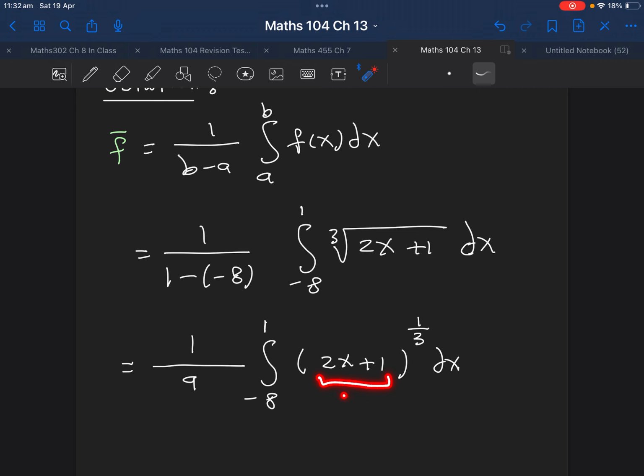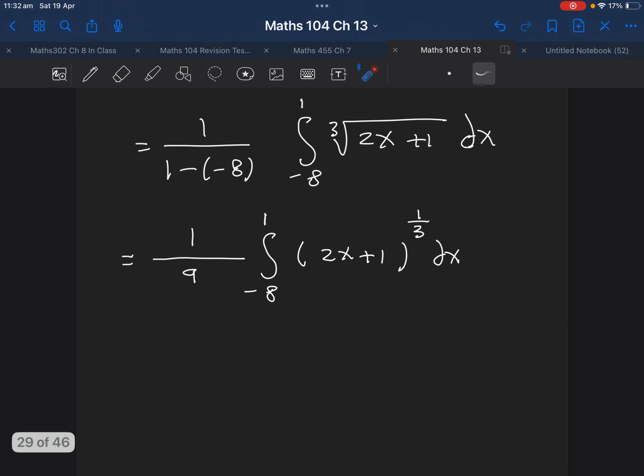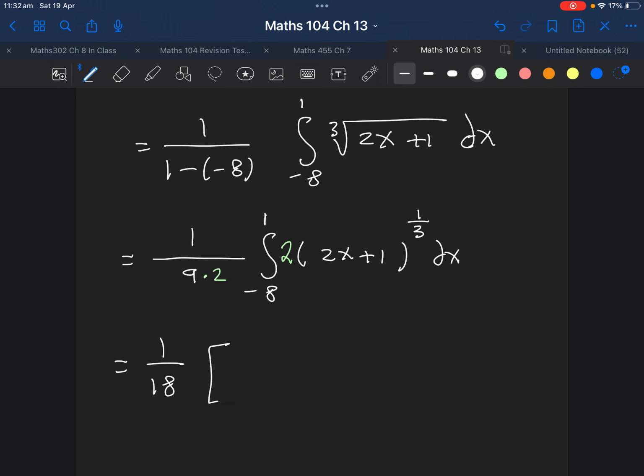Now, if you call this one u, you ask yourself, what is u prime? u prime is 2. So I need 2 to be here, so I will add 2 up here and multiply by 2 here. The reason I did this is that if this is u, now this will be u prime, and now I can find the integral. How do we find the integral of something to the power 1 over 3? We add 1, so we get 4 over 3, and we divide by this number, 2x plus 1.